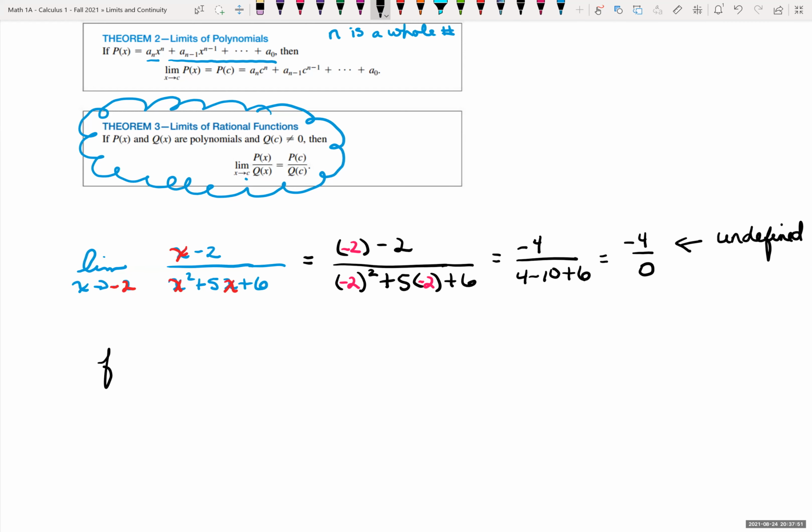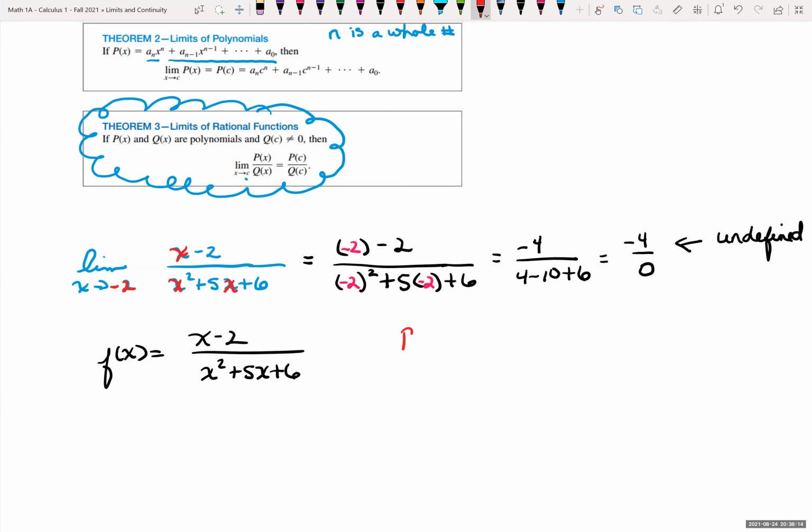if we looked at our function, let's say f of x equals this, x minus 2 all over our denominator, x squared plus 5x plus 6. And we were to graph this, we graphed rational functions, we looked at asymptotes. Do we have any horizontal or vertical asymptotes in here? And notice that we have a vertical asymptote.